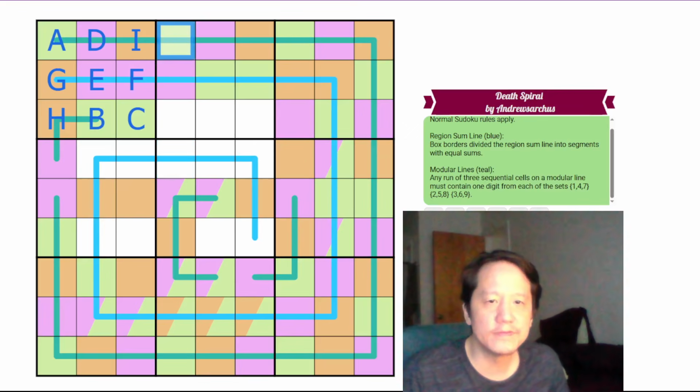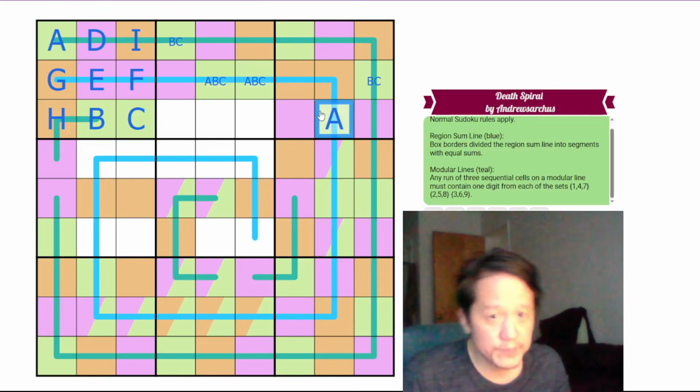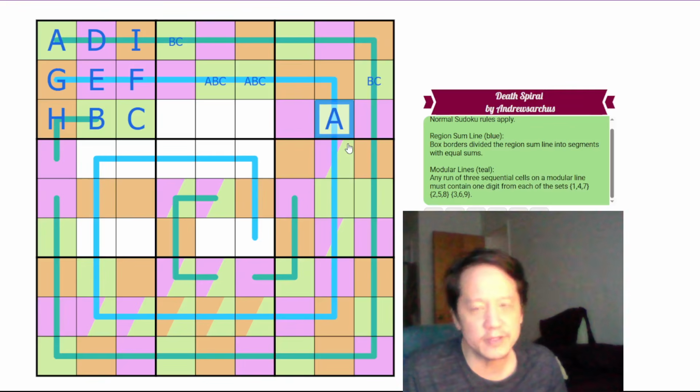This is B and C. We have A, B, C here. This is B and C. This is A here. So A cannot be here because these are the only green cells. So A is here. Therefore, A is there. Also, A eliminates all possibility for A. A has to be there.